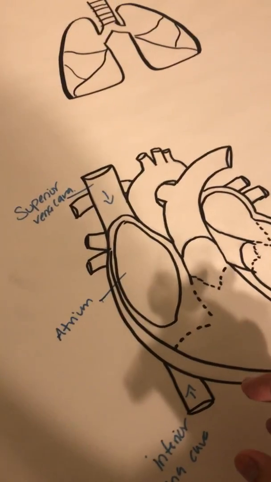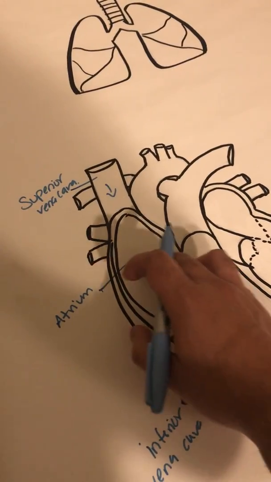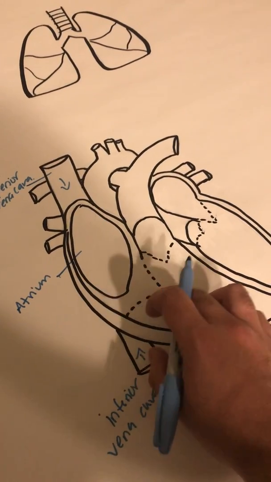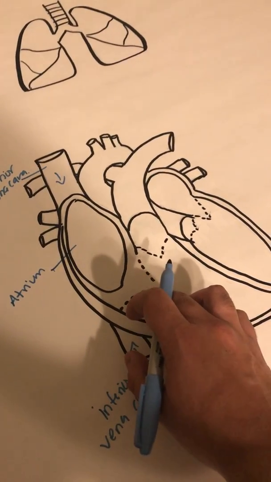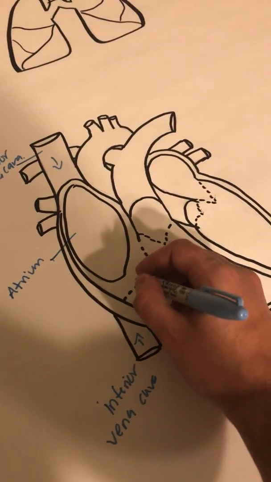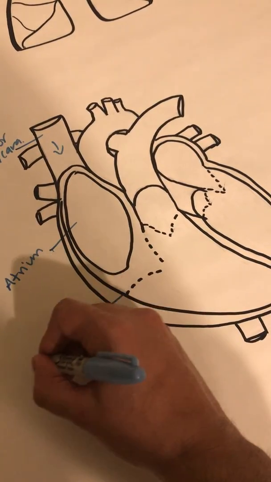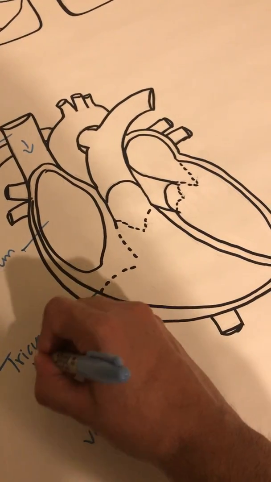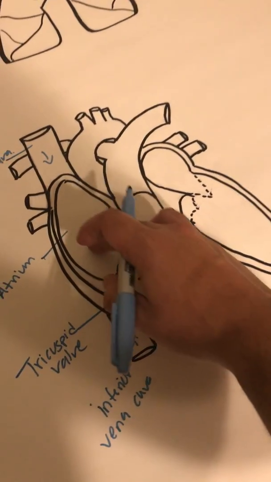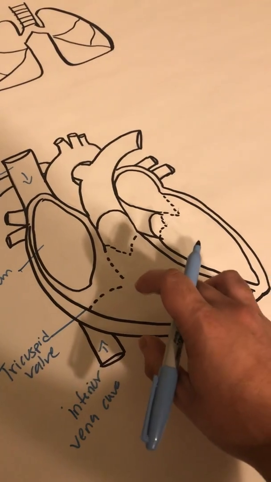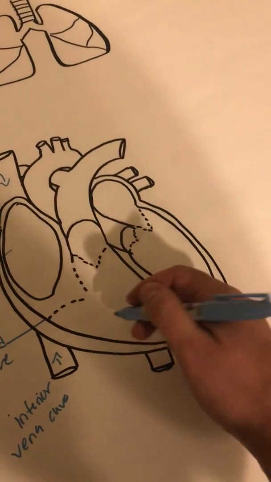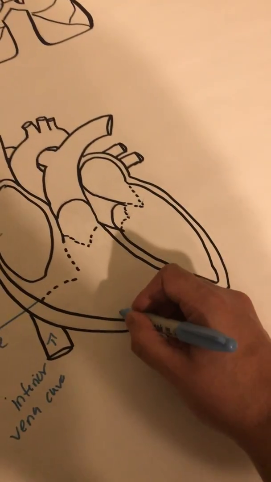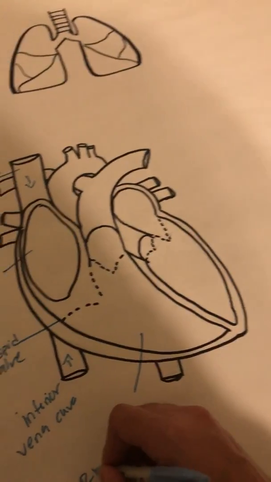So when the blood goes into the atrium here, it will do some sort of contraction, opening this valve here, which is called a tricuspid valve, and that will open. Tricuspid valve. So it'll be allowing the blood to go into the right ventricle. So I should put right here, right ventricle.